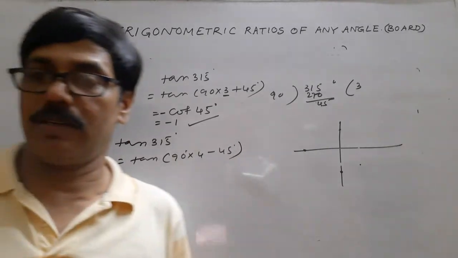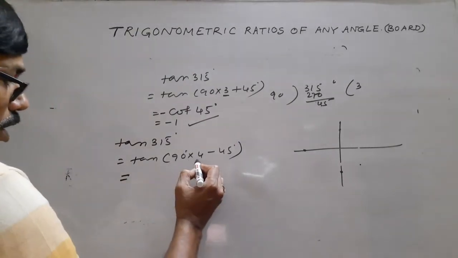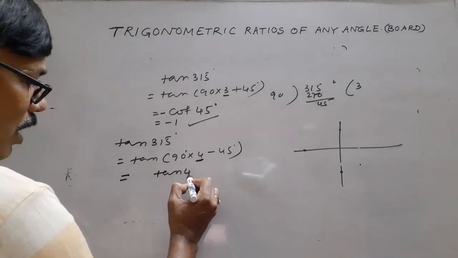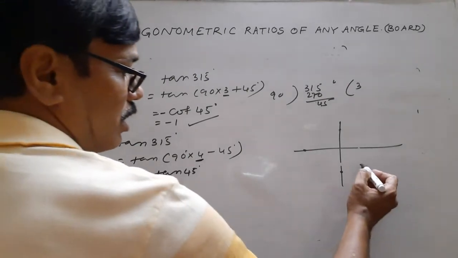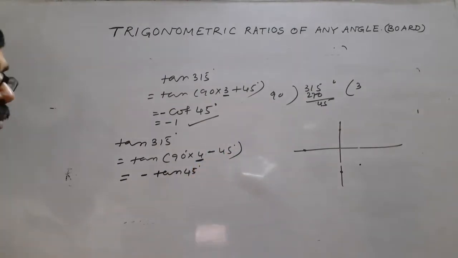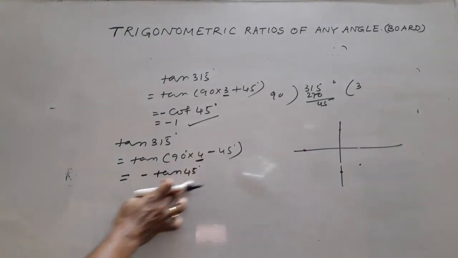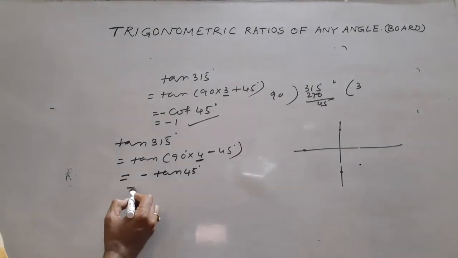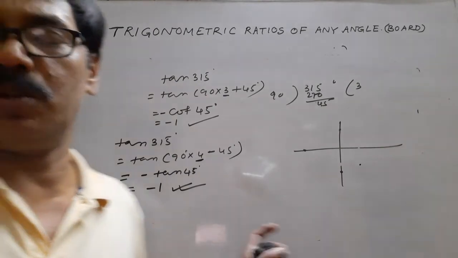Look, same result. Here theta is associated with an even multiple of 90, so the trigonometric ratios will remain unchanged: tan 45. And it is in the fourth quadrant, so it is negative. This minus determines the quadrant. You do not think that the minus comes here. So this is minus 1.